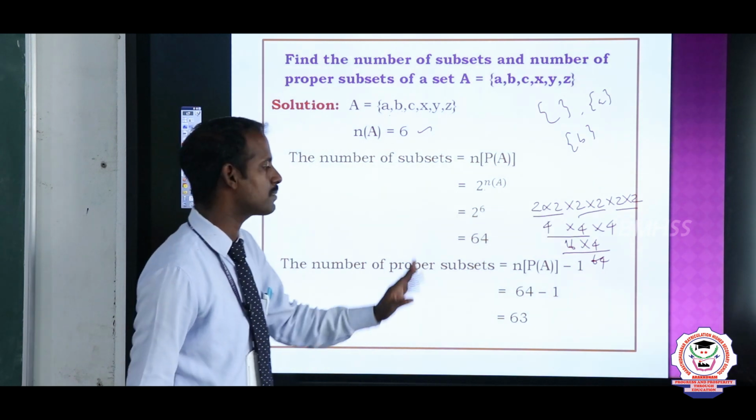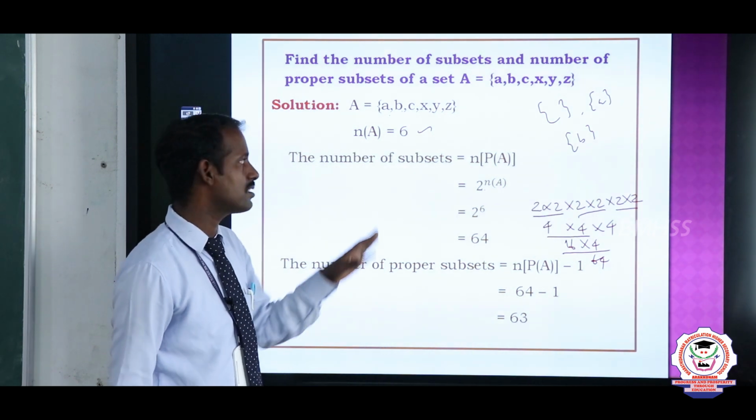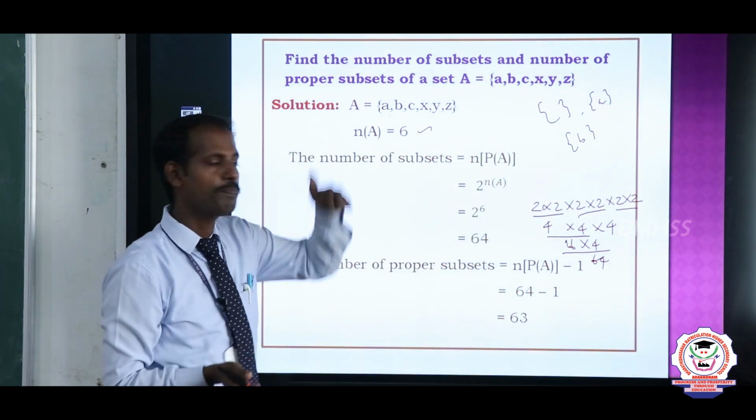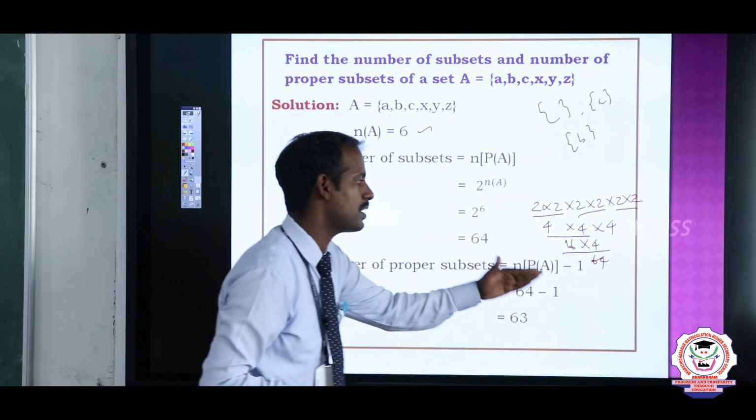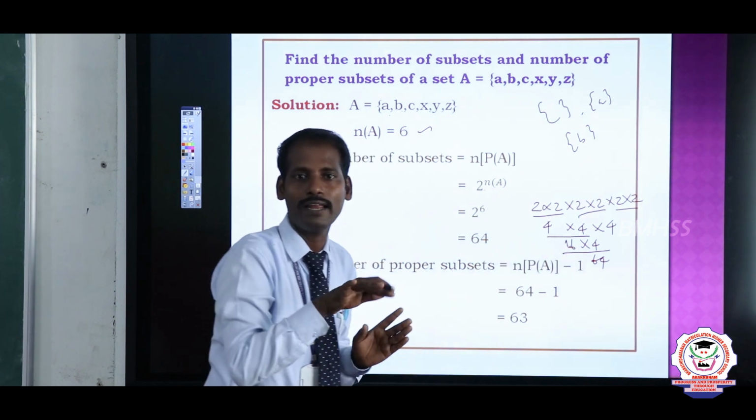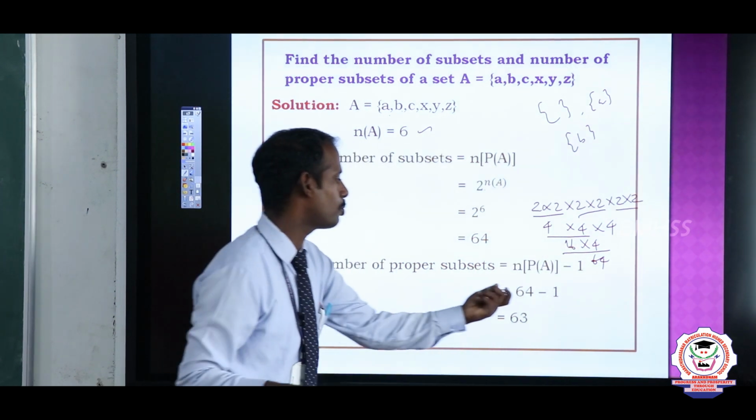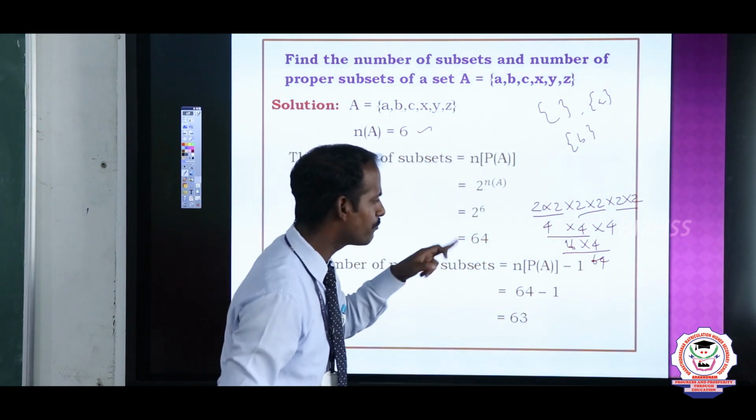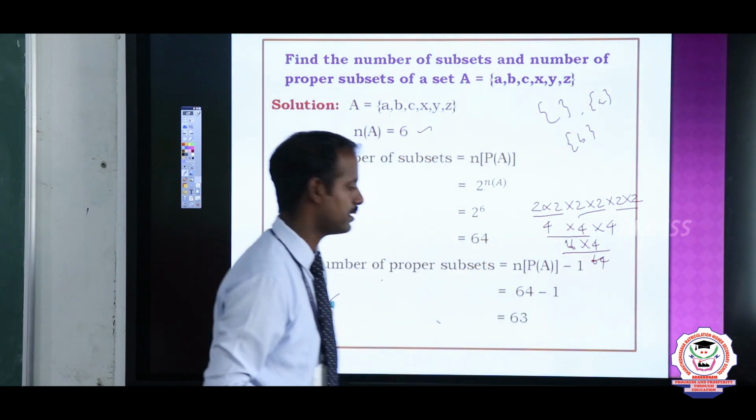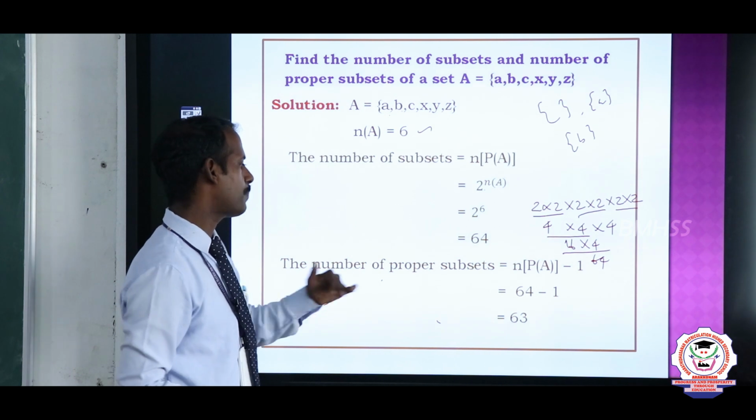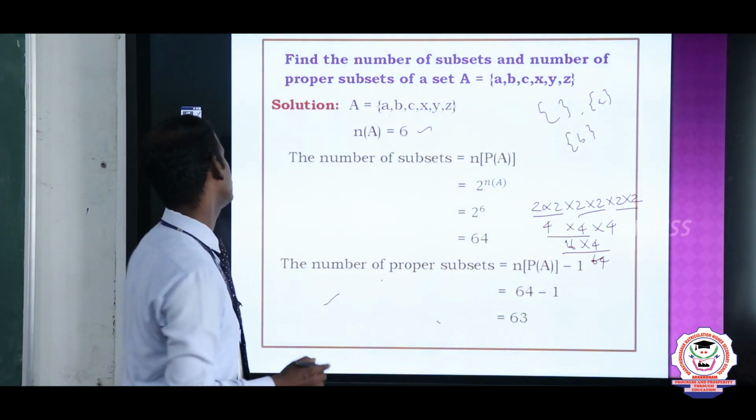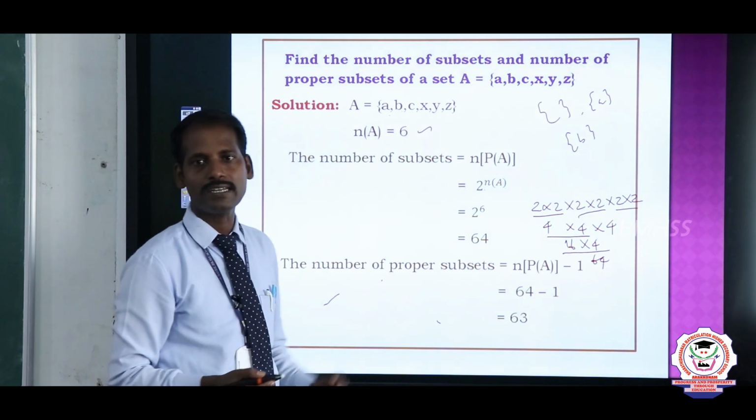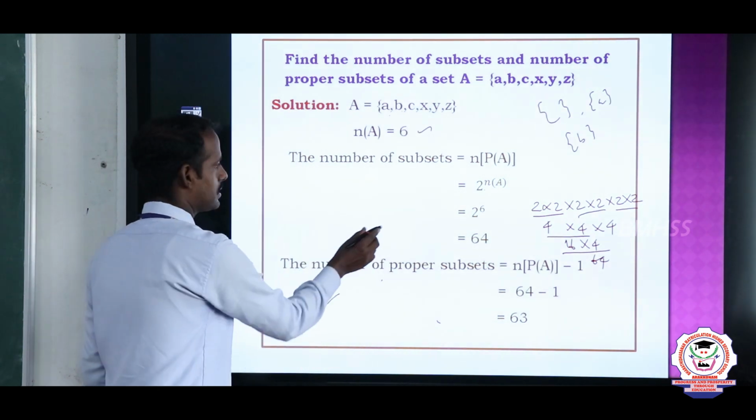Then the number of proper subsets: in a proper subset, the set A itself, with elements A, B, C, X, Y, Z, is not included. So N of P of A minus 1, that one element is subtracted. We already know N of P of A is 64. 64 minus 1 is 63. This is the number of proper subsets. This is an easy method for the number of subsets and the number of proper subsets.